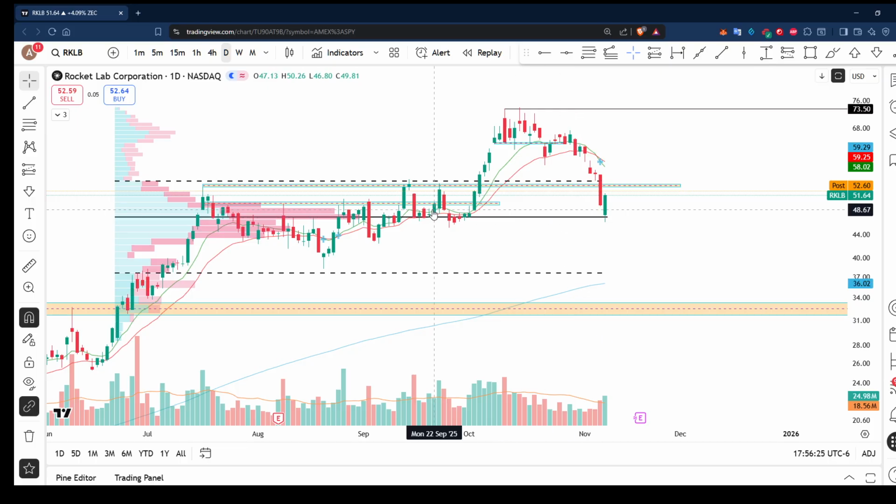This is about the point of control. Okay, this is the highest volume node that you have on the entire visible range, right? So what price is doing at the most traded level is very important. And that's why it's called the point of control.